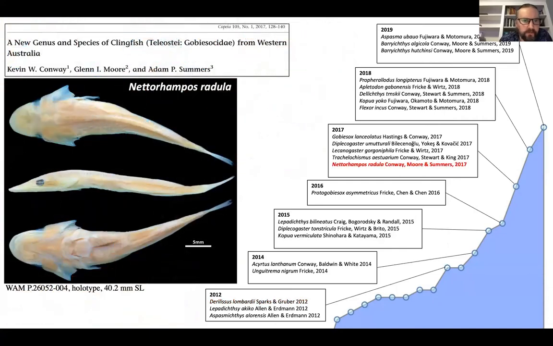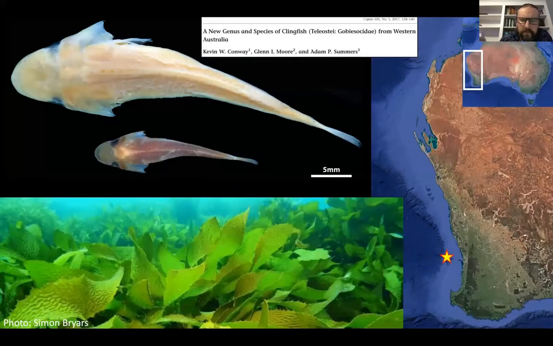Another interesting species was described from Australia, and this is a species that I had the opportunity to describe. It was known from only 2 specimens, and they were collected from off the coast of Western Australia from sponge and algae reefs.